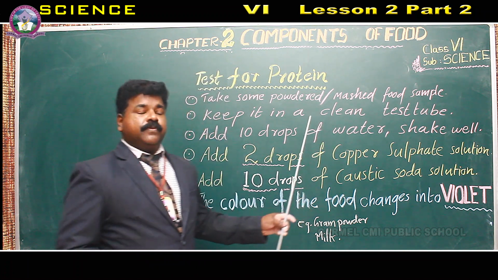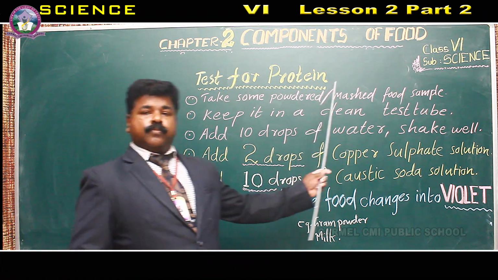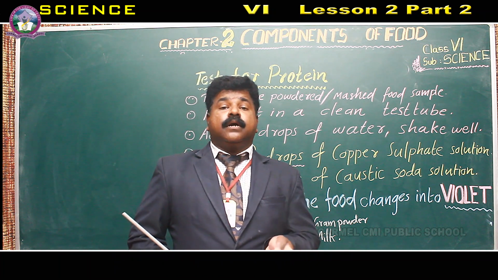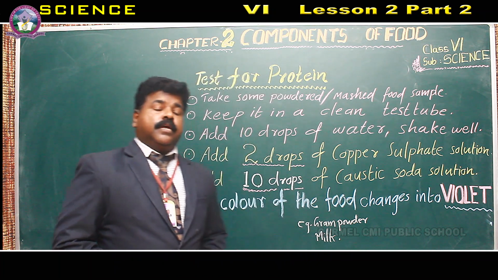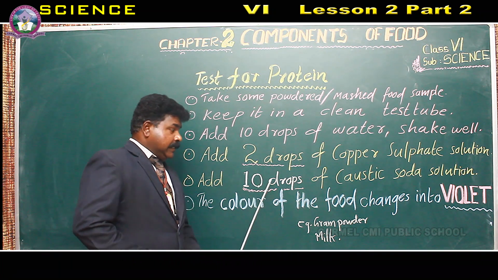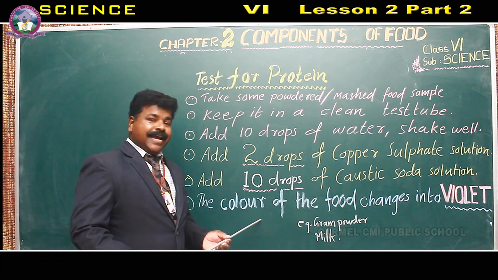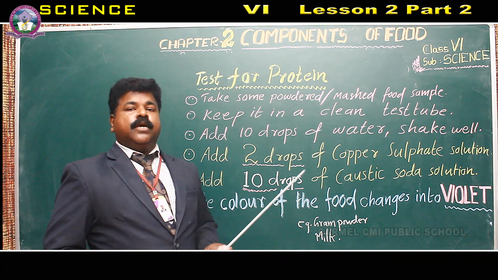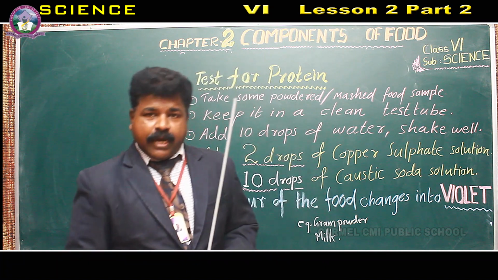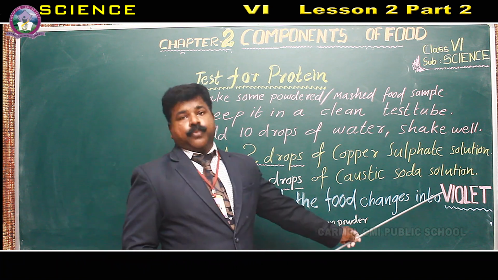Okay, so let me repeat once again. What are the things we need to take? First of all, we need to take a powdered or mashed food sample. Then make a paste of it by adding some amount of water. Then we need to add 2 drops of copper sulfate solution and 10 drops of caustic soda solution. Then shake the test tube thoroughly. Gradually we can see the color of the food sample changes into violet color. And this violet color indicates the presence of protein in the food.